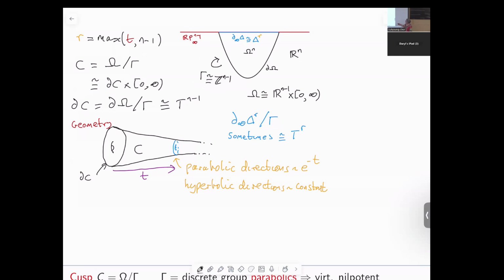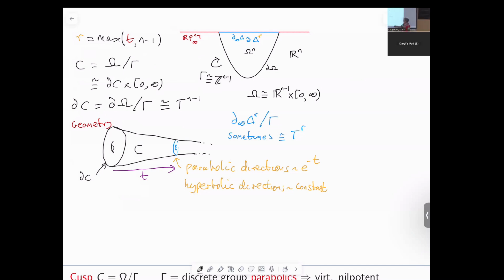So in the case of a surface, the simplex is dimension 1 when the type is 2 or type 1, and this simplex is dimension 0 when the type is 0. In general, the dimension of this simplex at infinity is the rank, and the rank is the maximum of the dimension minus 1 and the type.